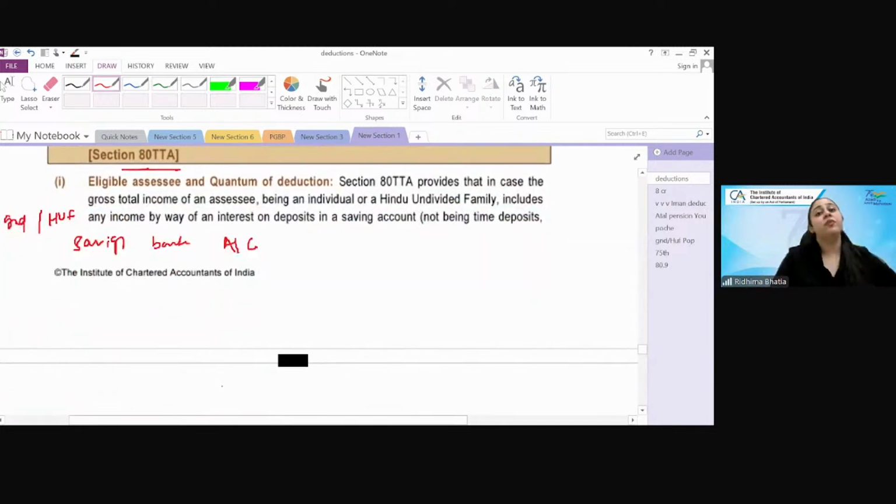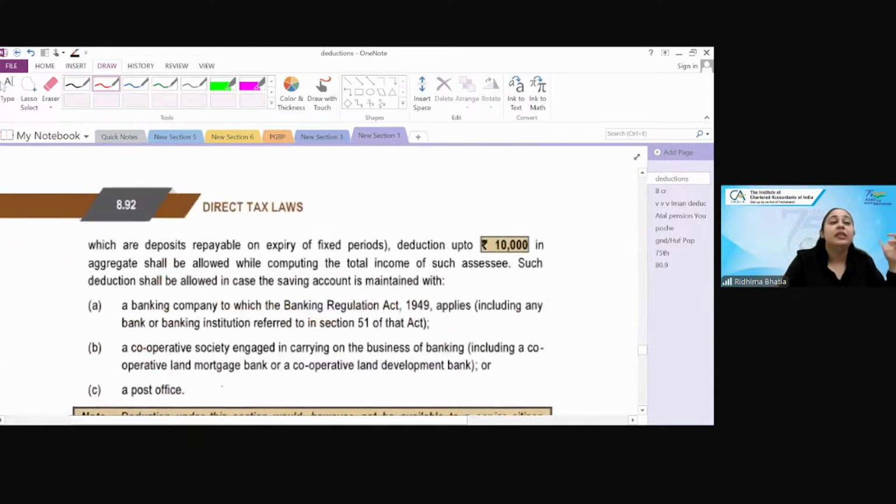So saving bank account, when you get interest, generally the interest is almost 4% based upon the balance which you maintain. That interest is your other income. And that interest is allowed as deduction up to a maximum of 10,000. And obviously saving bank account, either you open in post office and cooperative banks or normal banks. Okay? So maximum is 10,000.